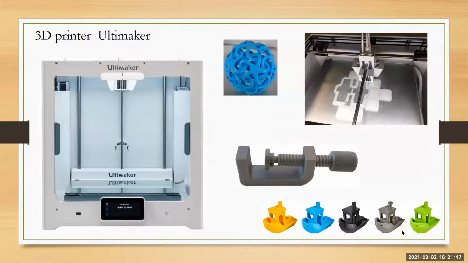Here's one of the 3D printers we have in the room and some of the examples of things that we can print from there. The image up on the top right is the printer actually in action. So it's working on creating a project.